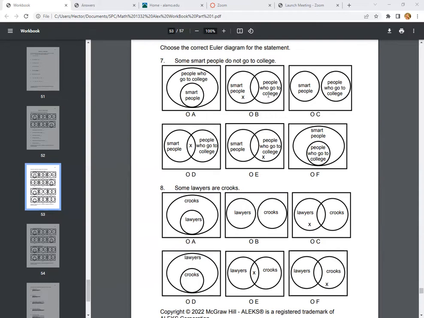So I always like to go through all of them and just eliminate them. So with these, always try process of elimination. But as you can see here, B is the right one, right? Because all the other ones, A says that all smart people go to college. C says that no smart people go to college. D says that some smart people go to college. And then E says that some people who go to college are not smart. And F says that people who go to college, all of the people who go to college are smart. Okay, so the best one for some smart people do not go to college is B. Okay, so 7B.